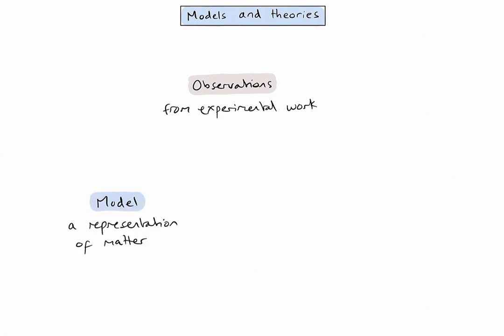As a quick summary of the key points, observations from experimental work are explained by often using models, which are representations of matter, and theories, which are proposed explanations, to better improve our understanding of the natural scientific world.